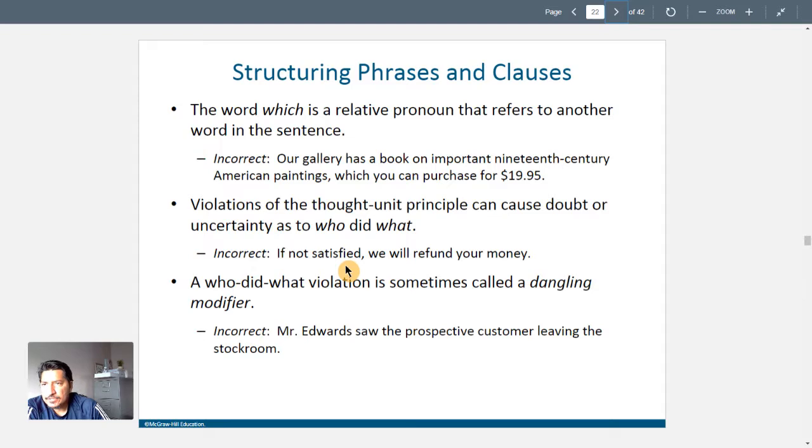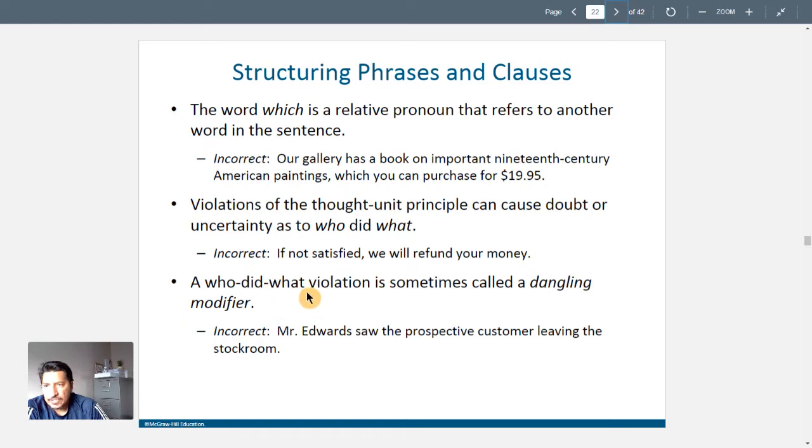Again, continuation of structuring phrases and clauses. They try to give us the incorrect and correct parts. Now, if you look at the incorrect: our gallery has a book on important 19th century American paintings, which you can purchase for $19.95. Now, the correct: if not satisfied, we will refund your money.